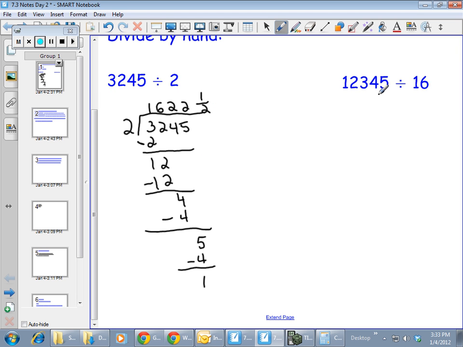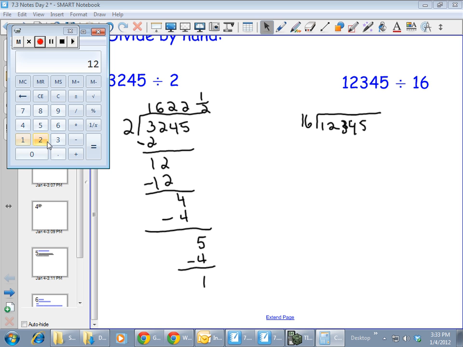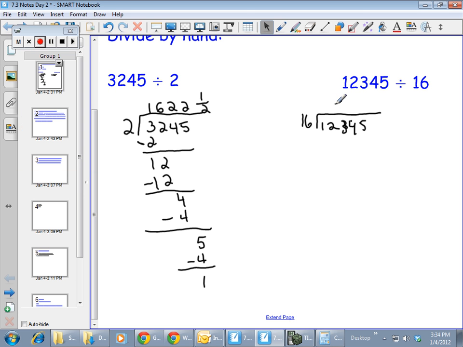Okay, so let's do this one as well. I'll set it up the same way. We'll go 16 divided by 12,345. 16 does not go into 12, but it does go into 123. So I'm not sure how many times it goes in. So what I'm going to do is just pull up my calculator, and I'll go 123 divided by 16. So it goes in 7 with some remainder. So I'm going to write that down. We'll put 7 up here.